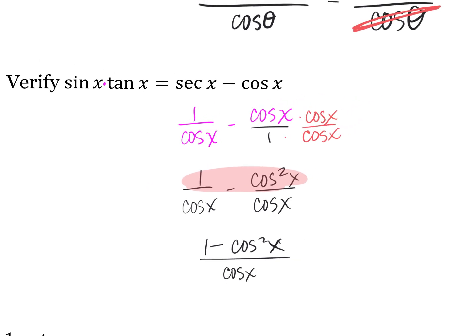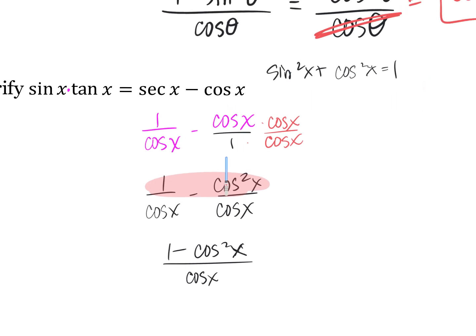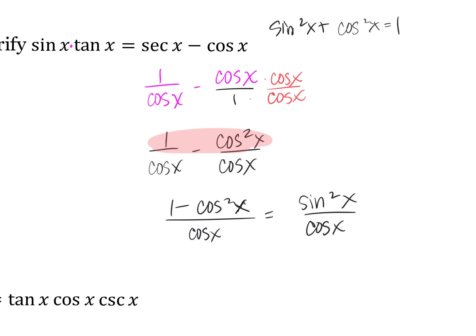Yeah, if I know that sine squared plus cosine squared is 1. You agree 1 minus cosine squared gets me sine squared on top? Okay, sine squared over a cosine. This is a little funky, but you guys are smart. I need to get a sine times a tangent. How do you write that down for your answer?